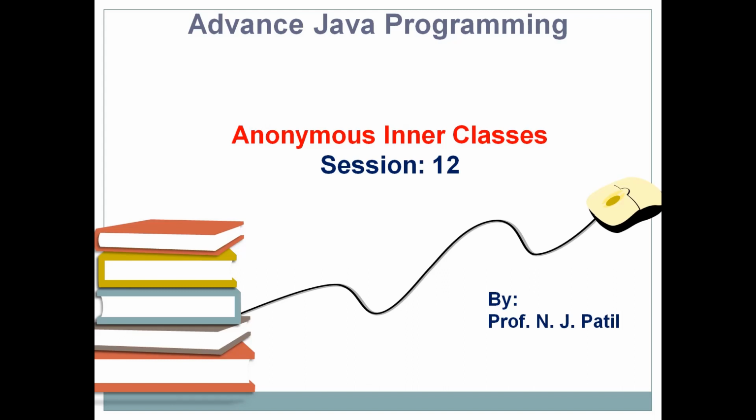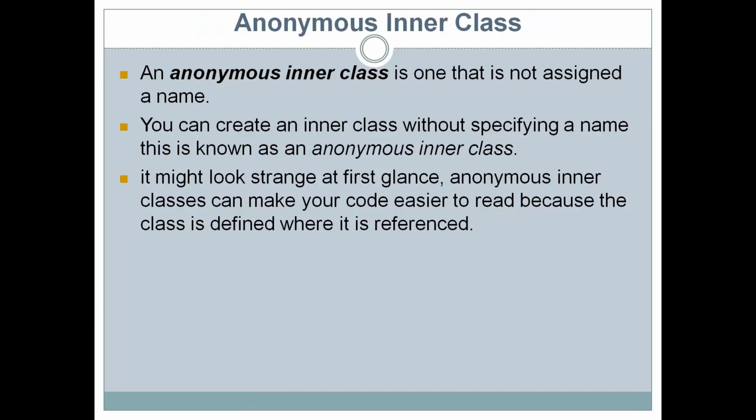Anonymous inner classes are also useful when you want to create a single object of a class. Okay, so let's study about anonymous inner class. As I've said, an anonymous inner class is one that is not assigned a name. A class without a name is called an anonymous inner class. You can create an inner class without specifying a name. As I've said, this is known as an anonymous inner class.